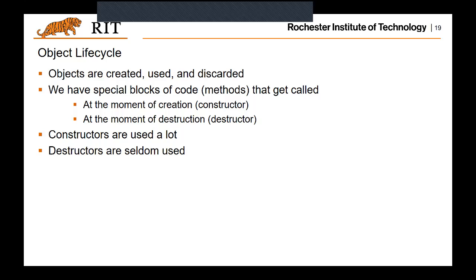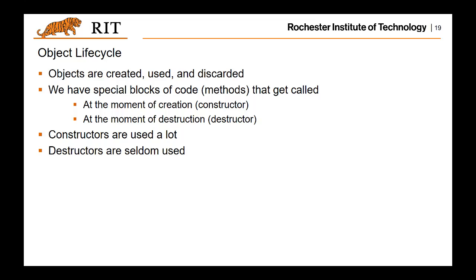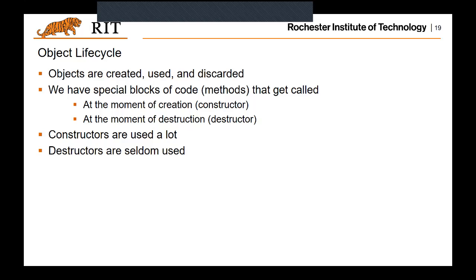But still, you want to know when the objects are created, used, and discarded or destroyed. Actually, there are two special methods or functions, called constructor and destructor. They do the job of construction of an instance, and the destruction of an instance of a certain class type.